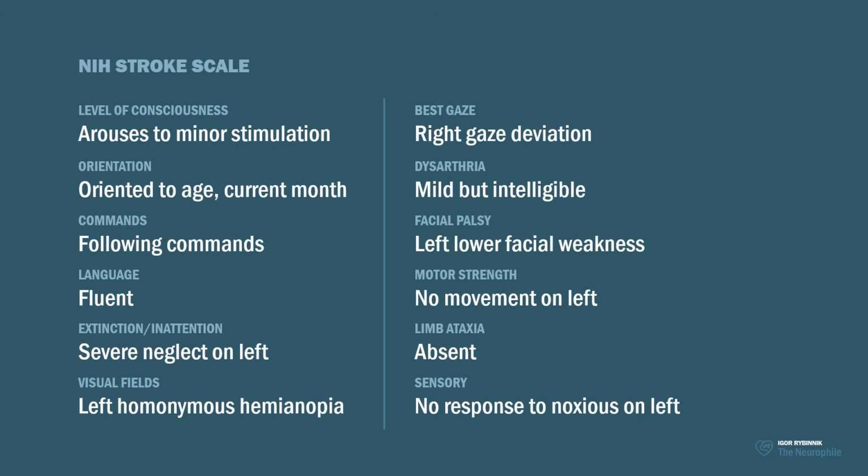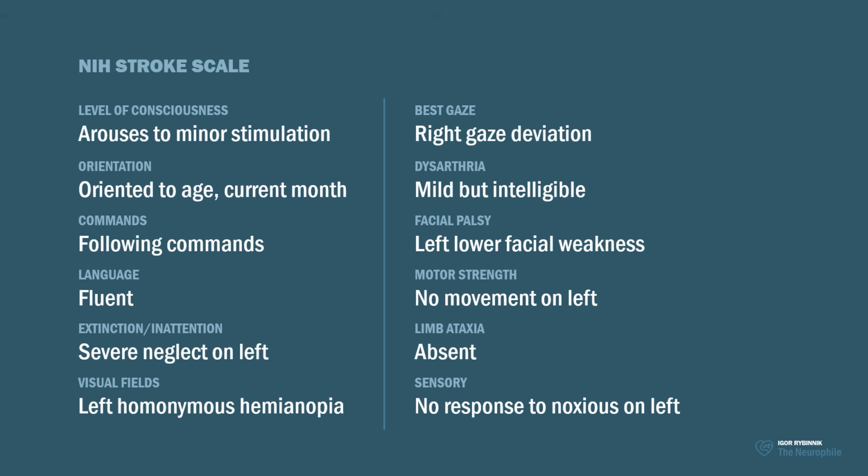Our patient is a little lethargic, but opens his eyes and attends when his name is called. When awake, he's oriented to age and current month. He followed several commands and answered questions without issues. When shown his left arm, he did not recognize it as his own, so he has severe neglect. There's left homonymous hemianopia, visual field decrement, forced right gaze deviation, the eyes don't cross midline, and mild dysarthria. He is slurring his words, but you can still understand them.